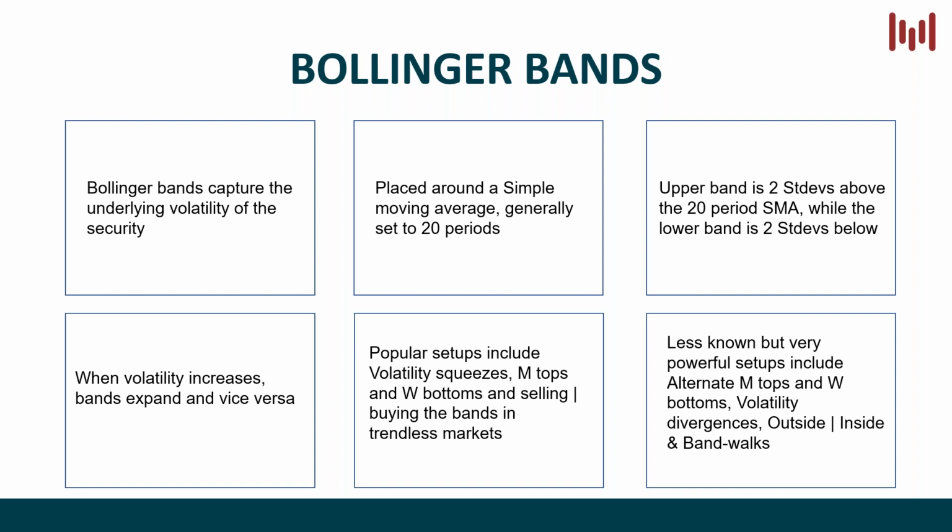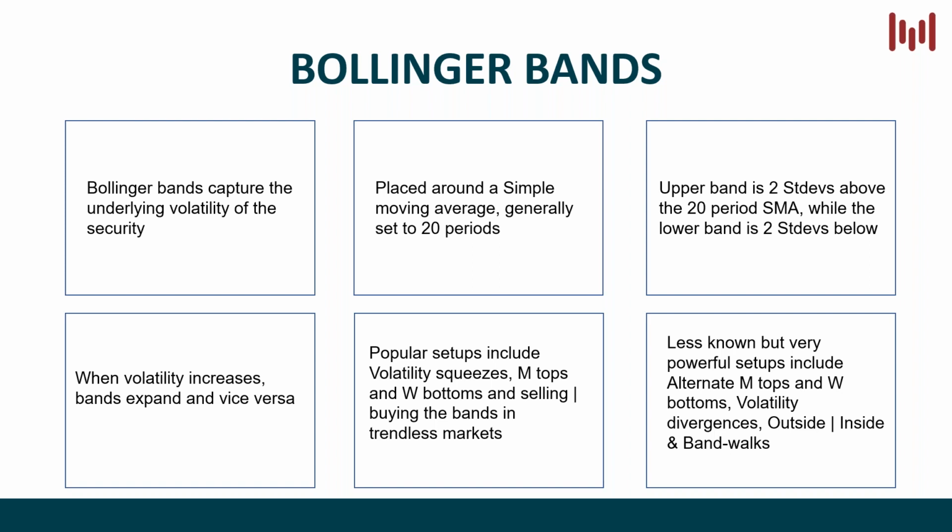The second line is the upper line, otherwise known as the upper band, which is 2 standard deviations above the 20-period simple moving average. And then you have the lower band, also known as the lower line, which is 2 standard deviations below the 20-day moving average. Now, I said Bollinger Bands were built to visually inspect the volatility in the underlying security.